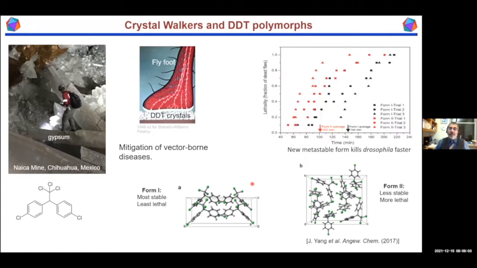You can quantify this by showing what we call lethality curves, or the fraction of flies killed over a certain period of time. The 3 black curves here are the Form 1, and the 3 red are the Form 2. And you can see the more rapid rise time for the Form 2 crystals. All right. So this suggests that you could actually use less of the toxicant to better effect, meaning that you get more of it absorbed.